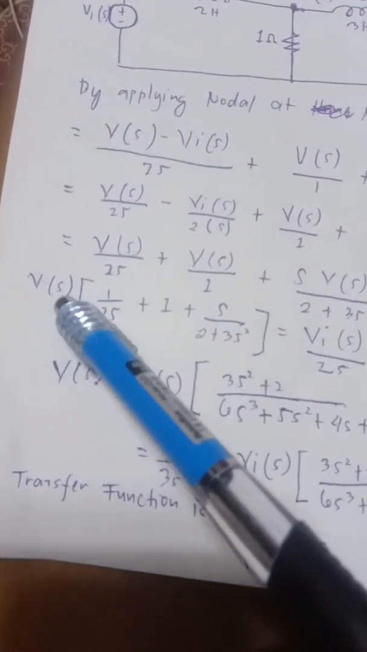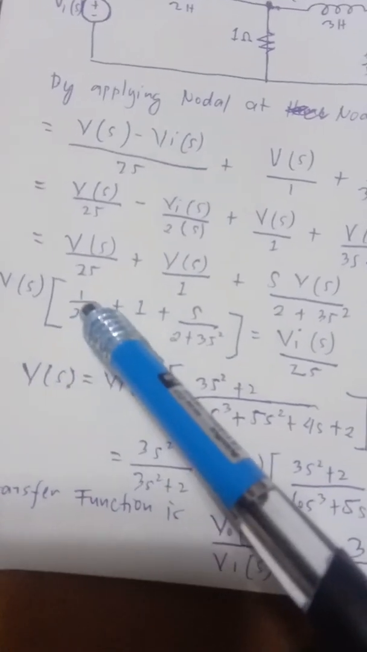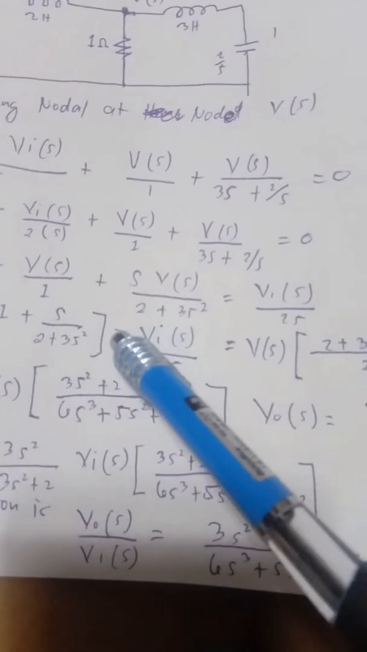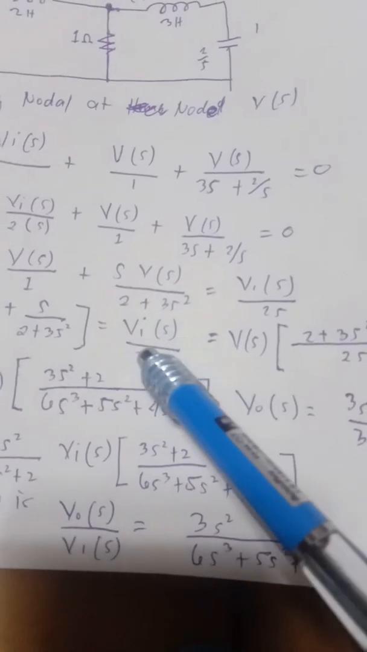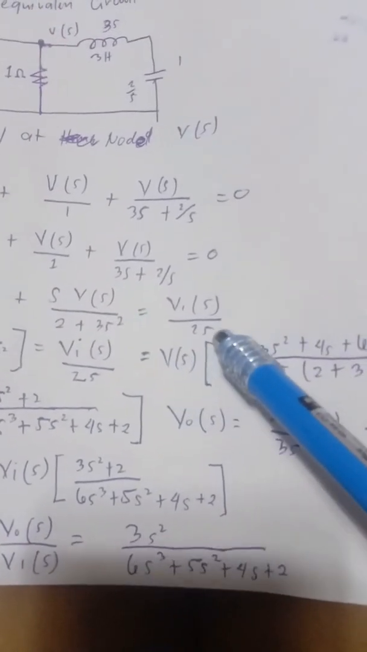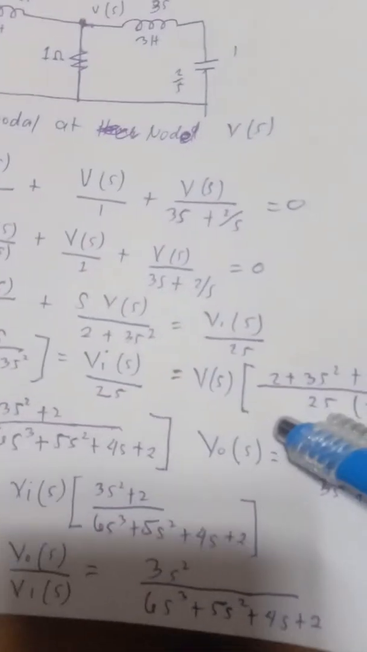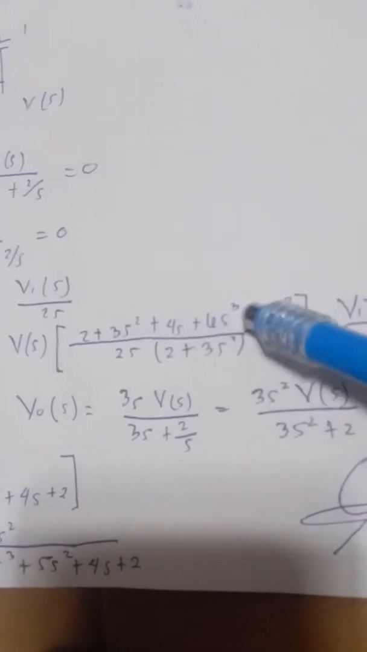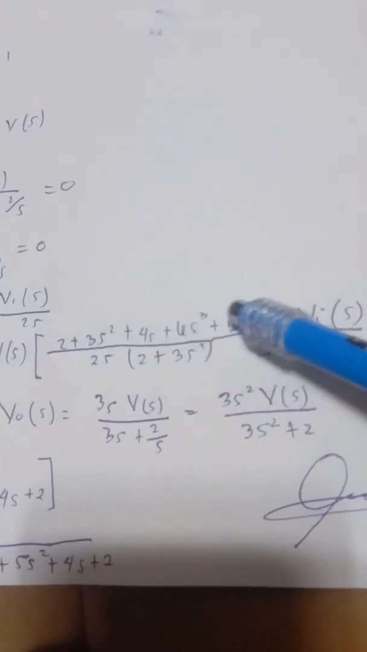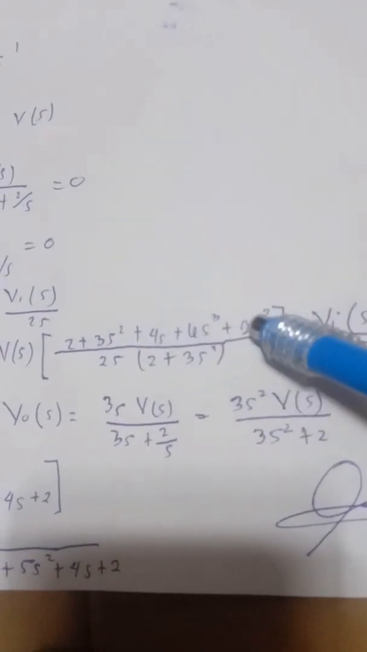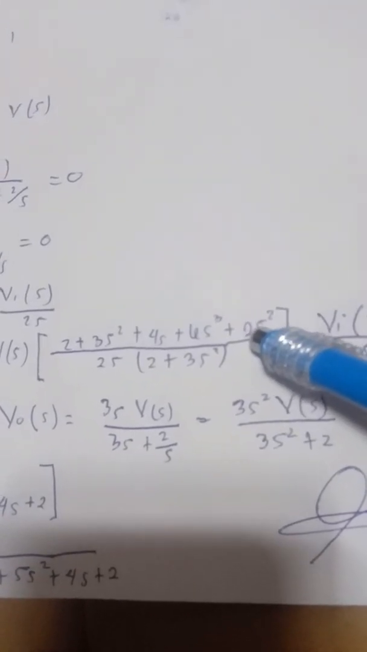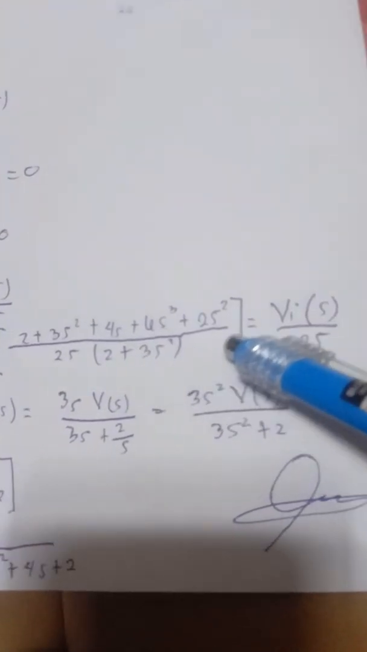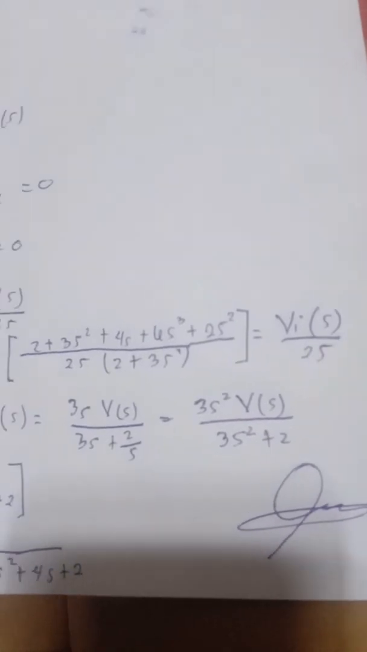Now this is V(s), get the bracket, 1 over 2s plus 1 plus s over 2 plus 3s squared, close the bracket, equals Vi(s) over 2s. Equals V(s), get again the bracket, 2 plus 3s squared plus 4s plus 6s cubed plus 2s squared over 2s, equals Vi(s) over 2s.